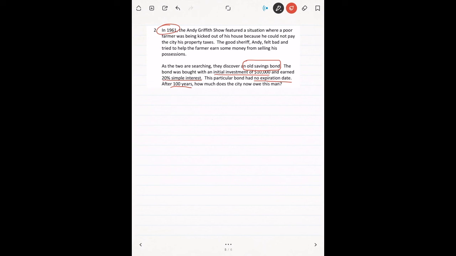Remember, the city was evicting him in this episode. Now he has a bond that was purchased for $10,000 and has been gaining 20% interest over 100 years. How much money does the city now owe this guy that they were about to kick out? That's your task. Go ahead, pause the video, see what you come up with.